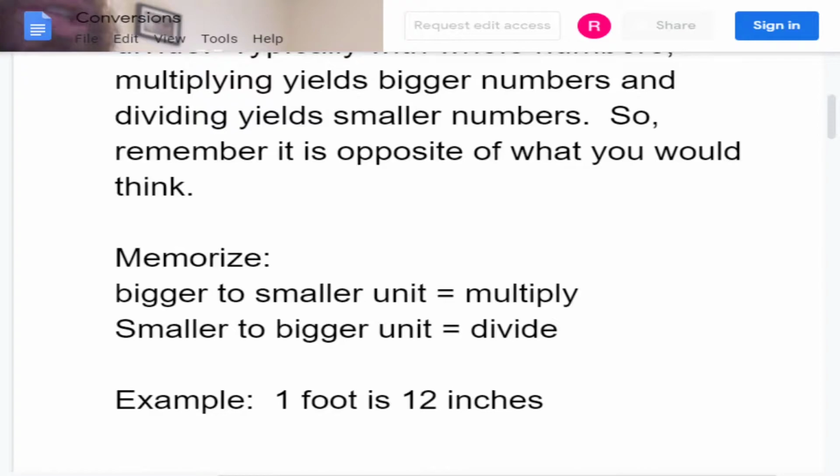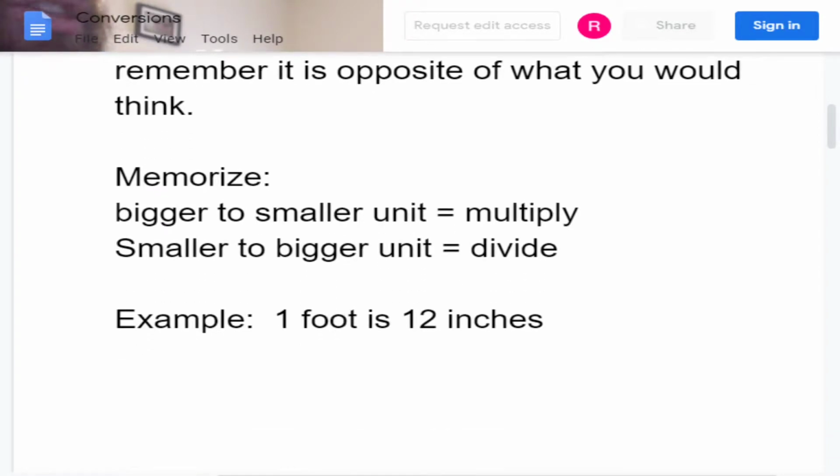This is basically the most important thing about converting. If you memorize this and you know how to multiply and divide, you can convert anything as long as you know the conversion rate. But this is the most important thing: from a bigger to a smaller unit, you have to multiply. From a smaller to a bigger unit, you have to divide.